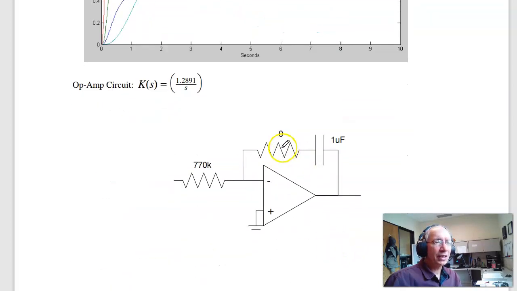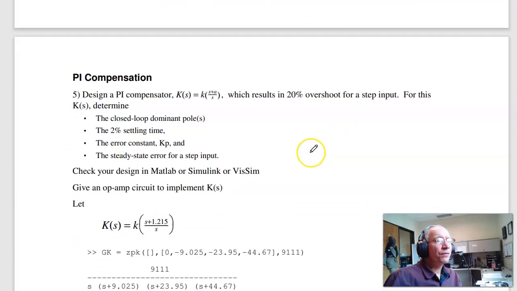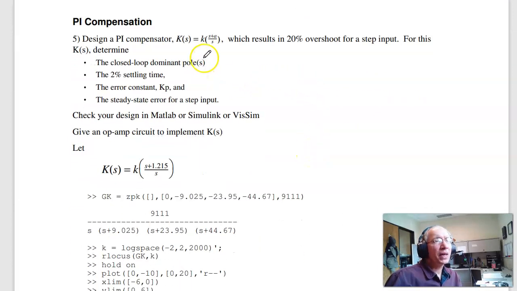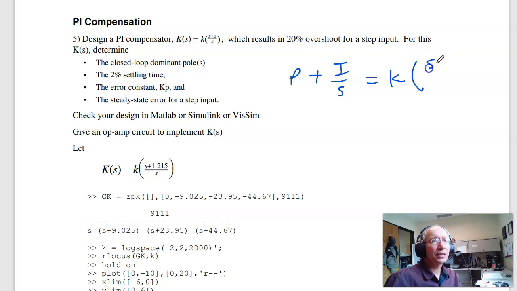The circuit to implement it is just an RC. 1 over RC is 1.28. That's an integrator. Finally, a PI compensator. A PI compensator is P plus I over s, which I can rewrite as a gain K times s plus I over P, over s. Factor out the P, put this over a common denominator. So I've got a gain K, and a zero, and I can put the zero anywhere I want.